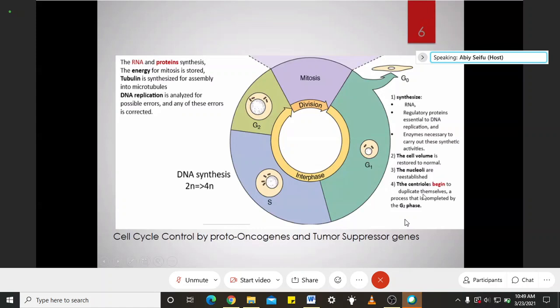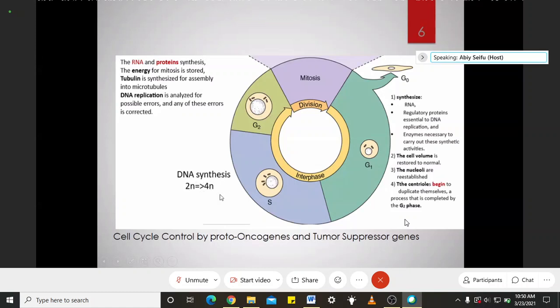Another event during the G1 phase is that the centrioles begin to replicate during the G1 phase and complete during the G2 phase. S phase is the phase at which DNA synthesis takes place. The DNA replicates itself, and initially we have 46 chromosomes. Each chromosome contains one DNA, but later the DNA will duplicate itself and become 4N.